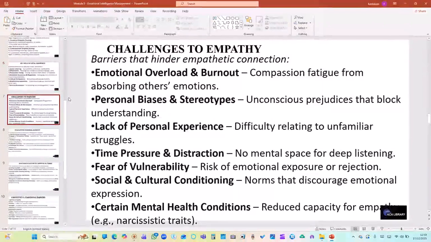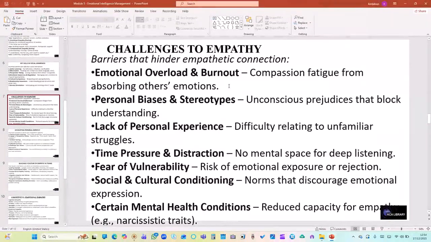Now let us look at challenges to empathy, that is barriers that can hinder empathic connection. Number one barrier is emotional overload and burnout. That is compassion fatigue from absorbing other people's emotions. It can constitute a serious barrier to empathy. Number two barrier is personal bias and stereotypes. Unconscious prejudice that blocks understanding.